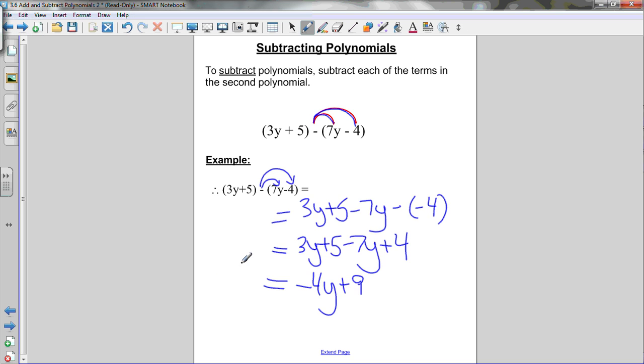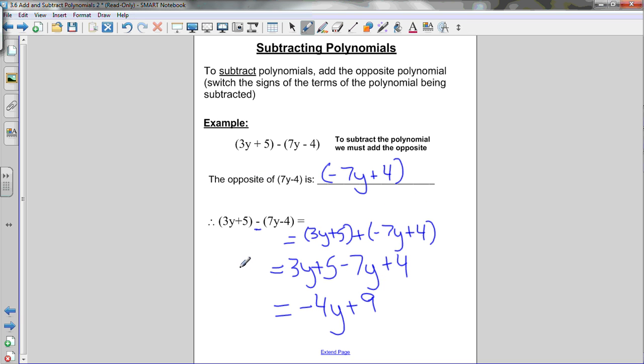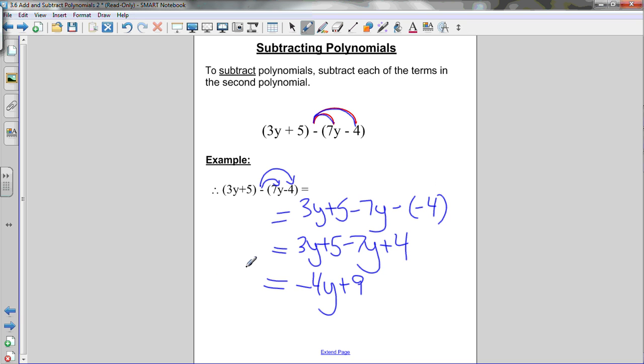So you'll see I got the same answer for both of these questions. Negative 4y plus 9. Negative 4y plus 9. So for the next questions we're going to do, I will probably use this method when I go through the questions. I'm going to distribute the negative sign to each of the terms in the polynomial that I'm subtracting.